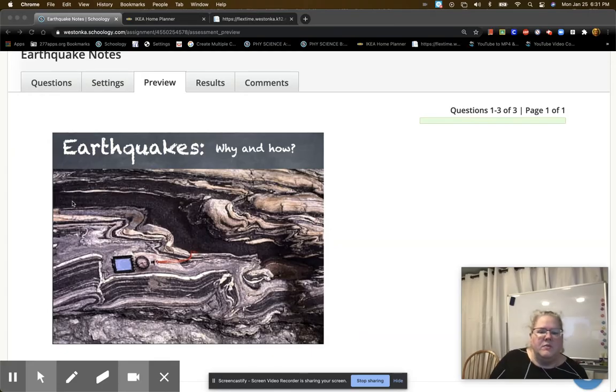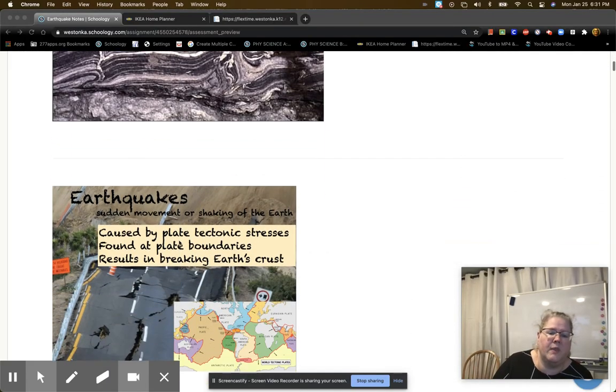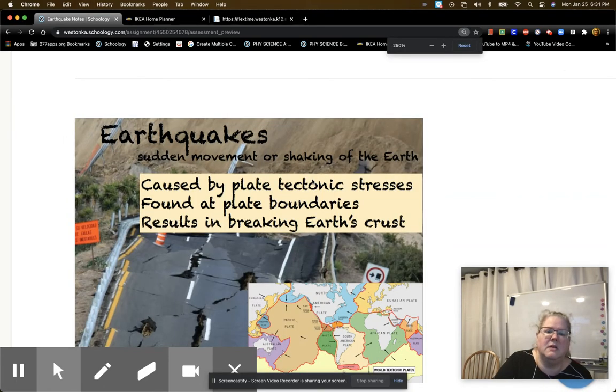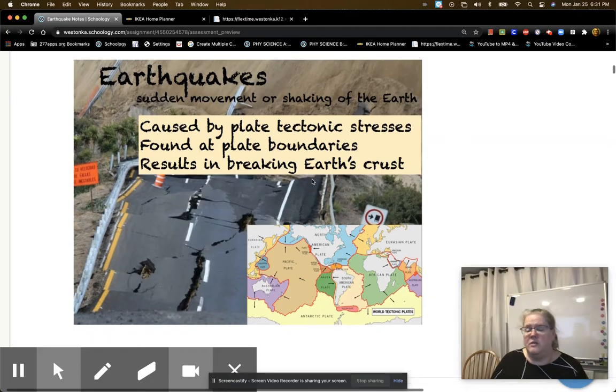But this shifting right here, where this is actually offset and raised up, that could be signs of an earthquake, of a fault that was moved up or one that fell down. So what is an earthquake? I mean, that's just the basic principle, right? What is it? Well, it's a sudden movement or shaking of the earth. That's the definition of an earthquake.